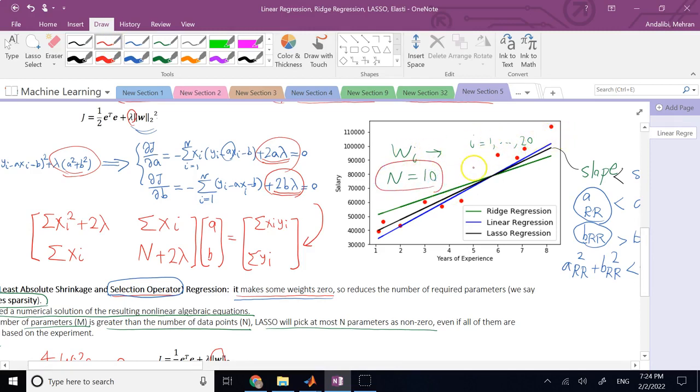The others, as many as you want, depending on how much you choose M, it forces all of them to be zero. So you will never ever get more than N non-zero W's. Okay? That's if N is less than M. If N is bigger than M, and you don't go with so many parameters, it still can make the size of W way less than your original M that you selected.